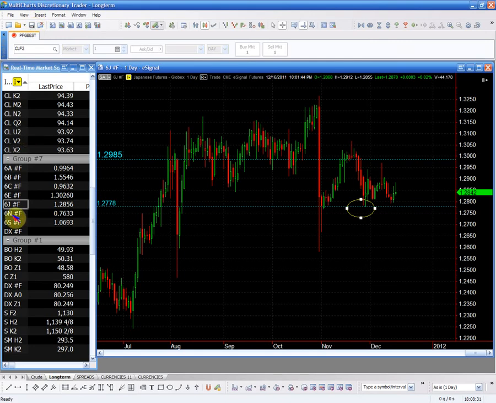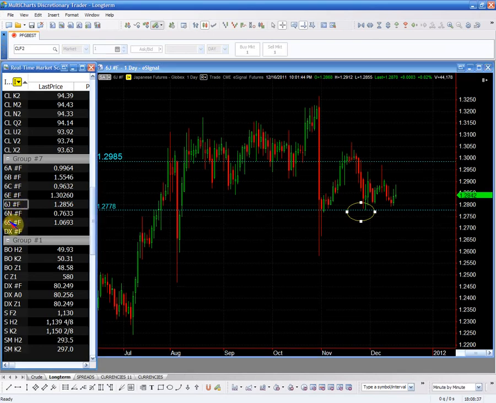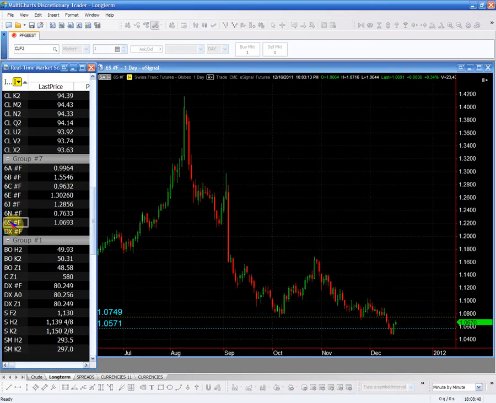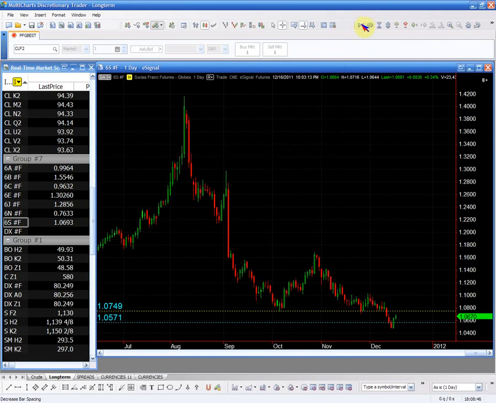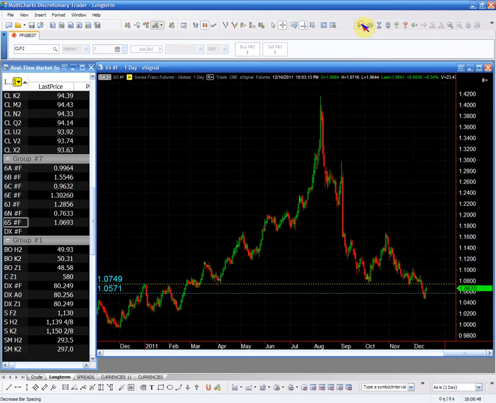If you look at the Swiss franc, what we have here is a 2-day pause.